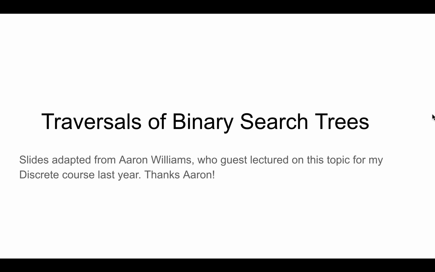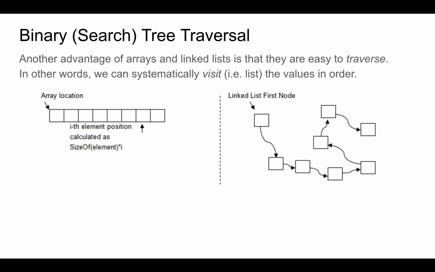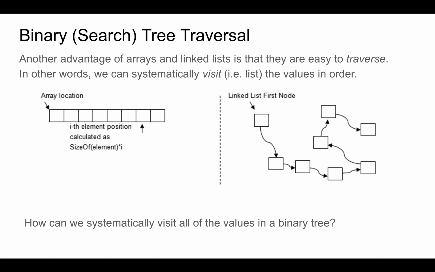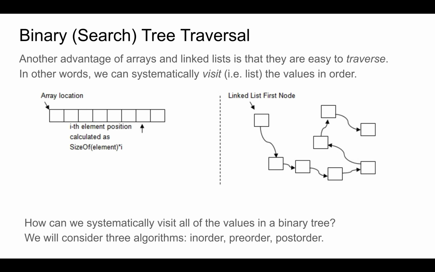This video is on traversals of binary search trees. An advantage of arrays and linked lists is that they're easy to traverse. In other words, we can systematically visit, for example, we could list the values in order. So how can we systematically visit all of the values in a binary tree? We're going to consider three different algorithms for doing so: inorder, preorder, and postorder.